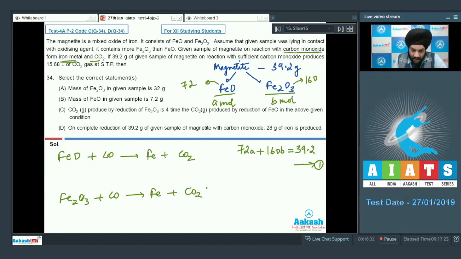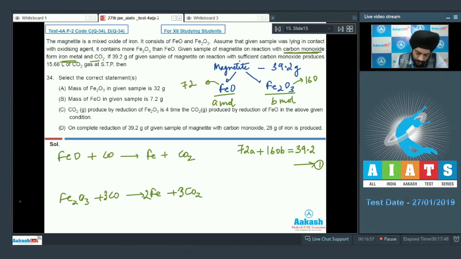If you look at the second reaction now, the N factor of Fe2O3 is equal to 6, whereas the N factor of CO is equal to 2. So we can have the balancing with the 3. So 3 CO will form 3 CO2, and in order to balance the Fe, we'll have to just add a 2 on the right hand side. So this represents the balanced reaction in the second reaction.